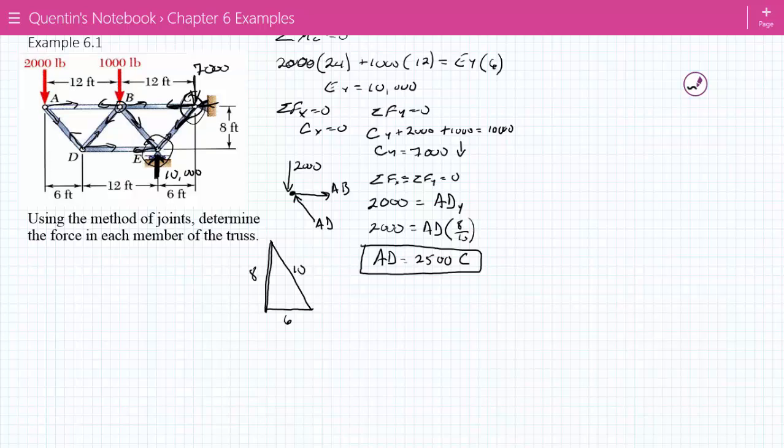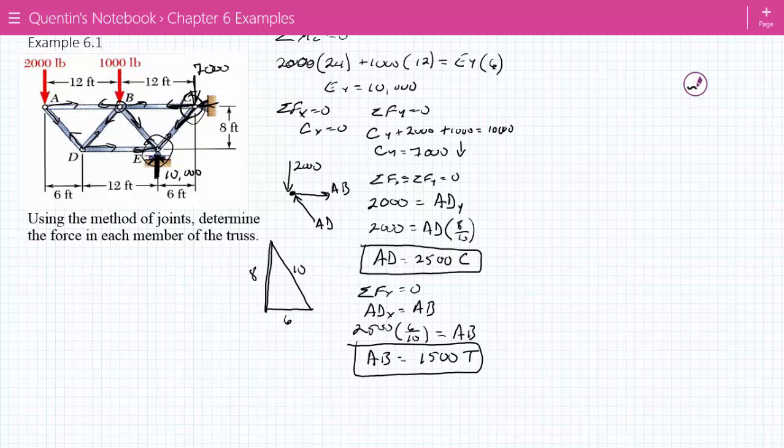And then we can just take our sum of the forces in X equals 0. And what do we have in X? Well, we have our AD in X is equal to our AB. So that's 2,500 times 6/10, the x component of it, is equal to AB. And so therefore AB is equal to 1,500. Again, I got a positive sign, which means what? Means it's in tension or compression? No, it just means I drew it in the right direction. And so how did I draw it? I drew it here away from that point, so this is in tension.